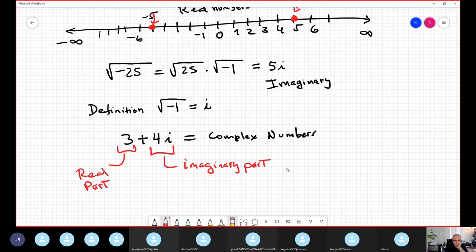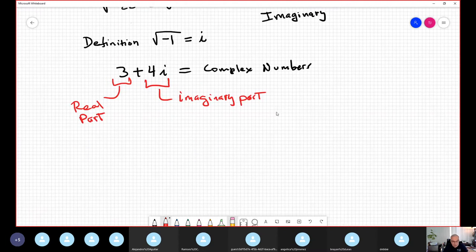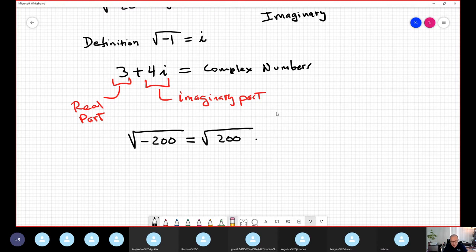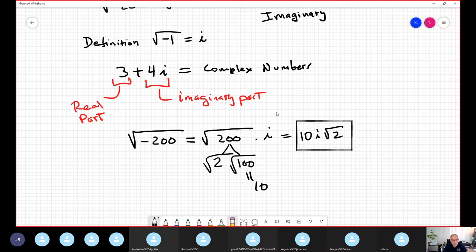So far in this subject, the only thing you need to know is, for example, if you have the square root of a negative number, negative 200, you break it down like positive 200 times i, because this is the square root of negative 1. So you break down negative 200 as positive 200 and negative 1. And we focus on the computation: 200 is 2 times 100. Square root of 2, square root of 100, this is 10. And so it's 10i radical 2. Imaginary numbers, right?